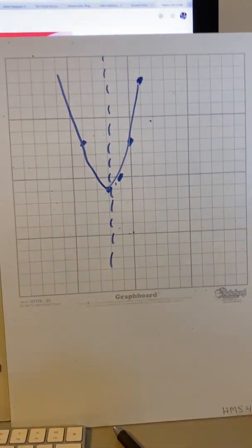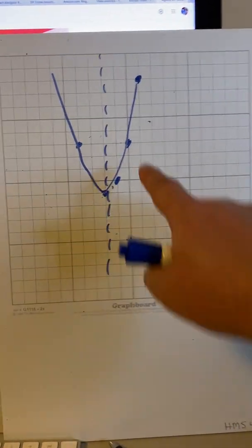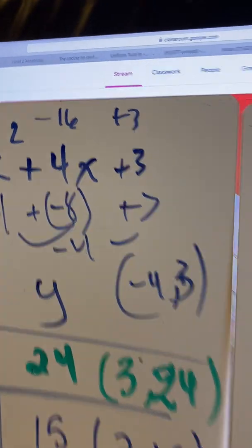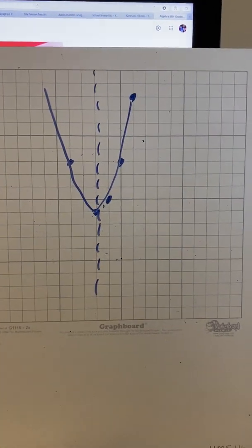Your line of symmetry is at negative 2. Your y-intercept is at 3. Ooh, that looks familiar. Is 3. Okay, so we figured out all of this.